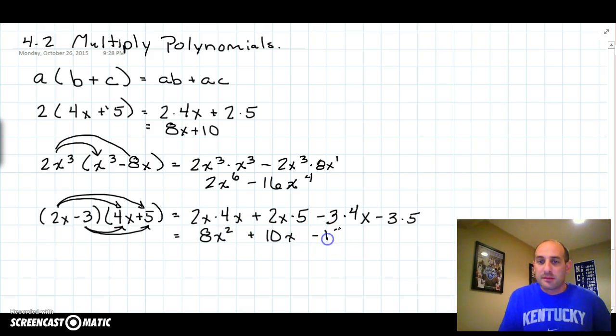10x, 12x, and 15. Now you might stop there, except there's a couple of like terms that go together really easily. I know that's one of the standards that you guys have been looking at. These two both have just an x to the first power, so we would simplify that to make a final expression right here, 8x squared minus 2x minus 15.